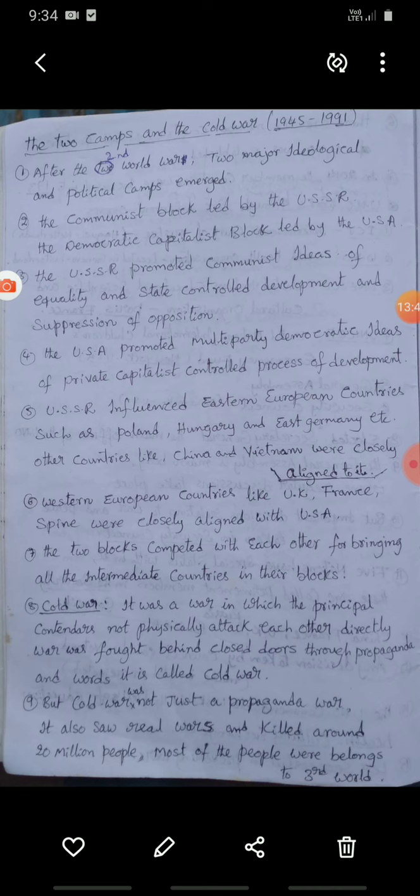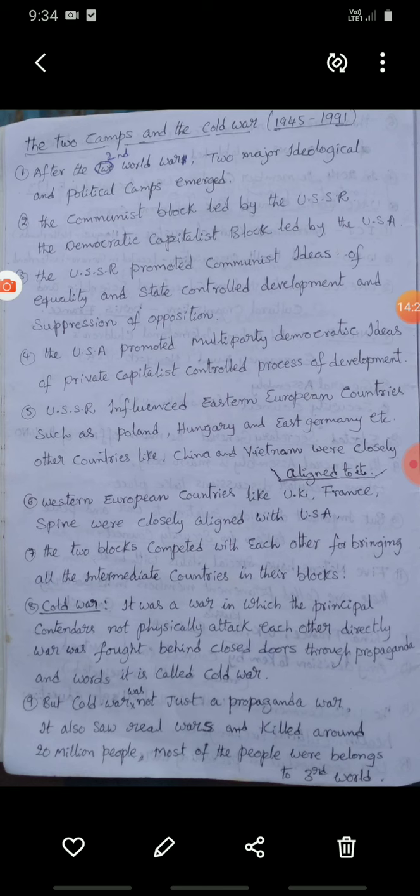The USA promoted multi-party democratic ideas, private capitalism, and a controlled process of development. So what was the process of development the USA implemented? Multi-party democratic ideas and a private capitalist controlled process of development were implemented by the USA.